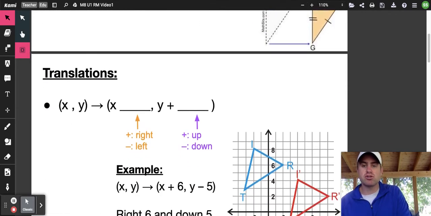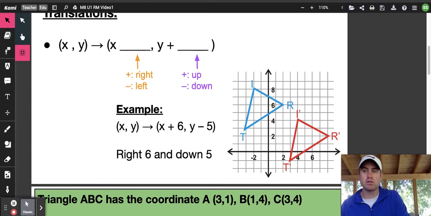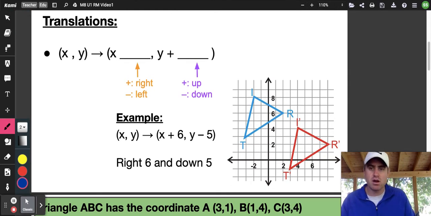All right, so our first rigid motion is a translation. So we like to use what are called coordinate rules, and you can see that coordinate rule there at the top is kind of blank. Here's an example right here where that's happening. We have translated figure TIR to form T prime, I prime, R prime. So to go from T to T prime, you would go right 6, count over 6 units, and down 5 units. So we would put here plus 6. And then since it's gone down 5, we would say minus 5. Okay? And this is a coordinate rule.